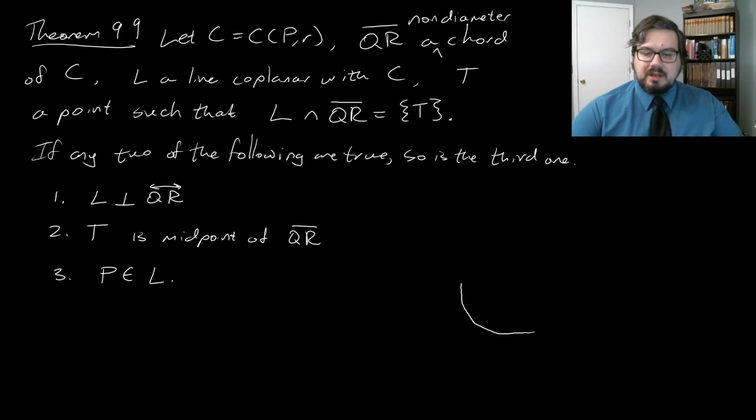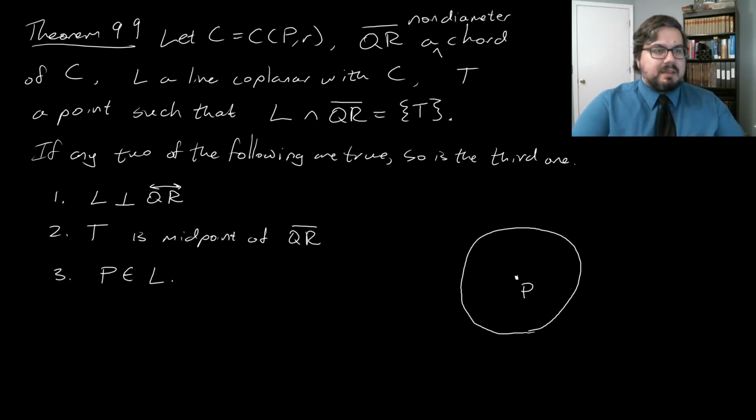So let's sketch out what we're saying here, basically. We've got a point P, and we have a chord of the circle, and then we've got a point T on the circle, and then a line L. And I'm going to draw this in the situation that satisfies all three of these requirements.